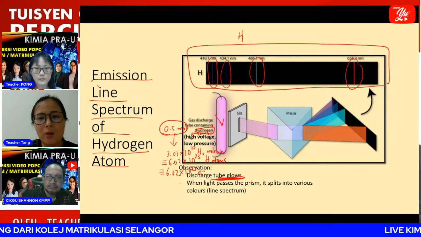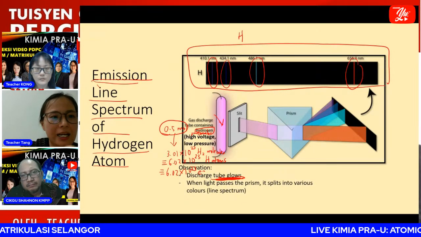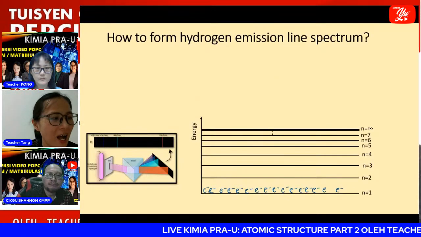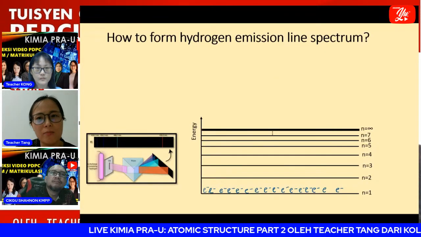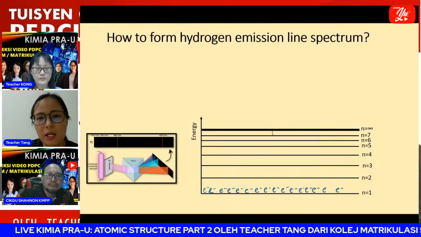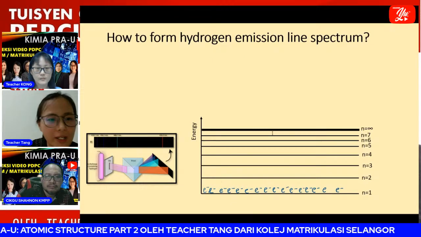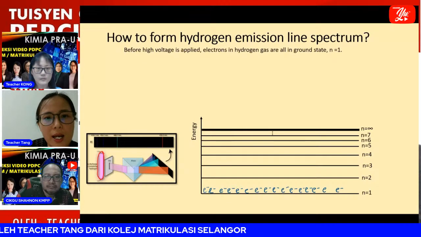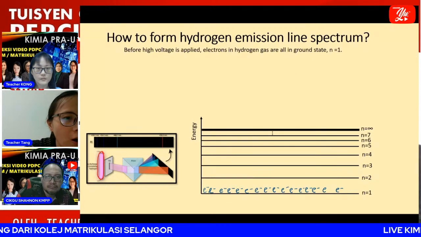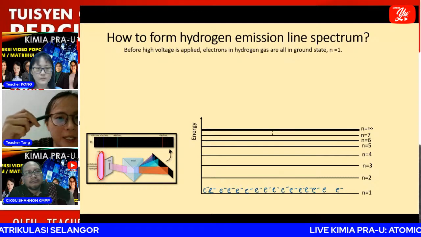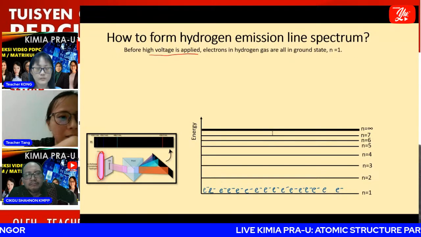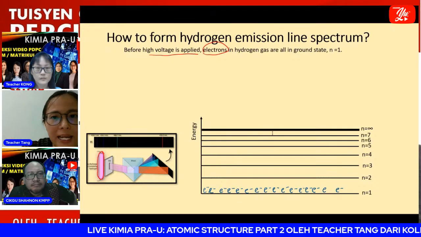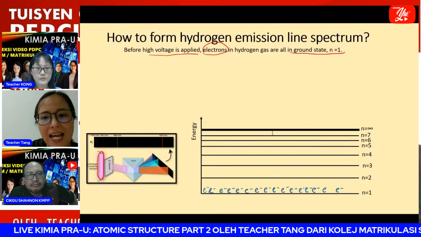Okay, and we call this the emission line spectrum of the hydrogen atom. Now we are going to see how to form this hydrogen emission line spectrum. At first, we put the hydrogen molecules into the discharge tube. Before voltage is applied, all the electrons are in the ground state, n equals 1.